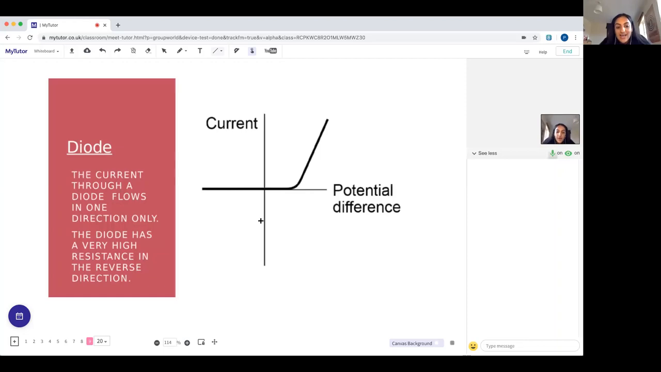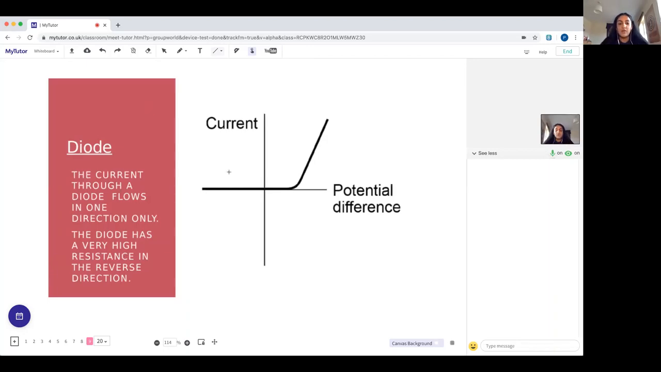The diode has a very, very high resistance in the direction that it's blocking, which makes sense. If it has a very, very high resistance, then there's going to be very, very little current allowed through, because remember, if resistance is higher, current is lower. So all the current can only go through in one direction.